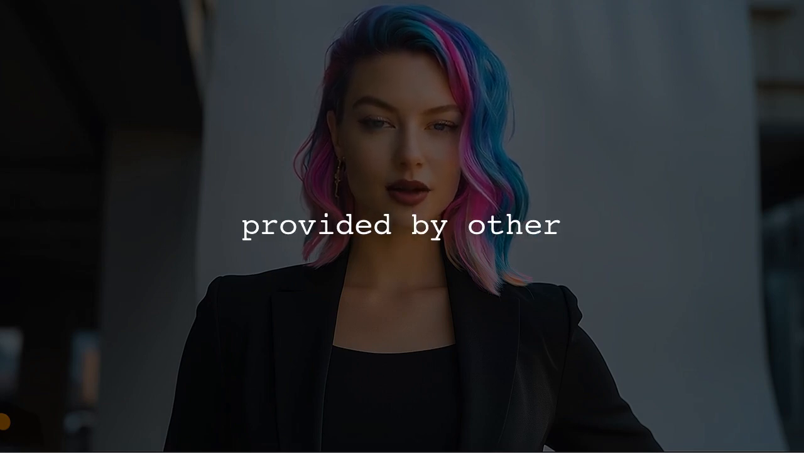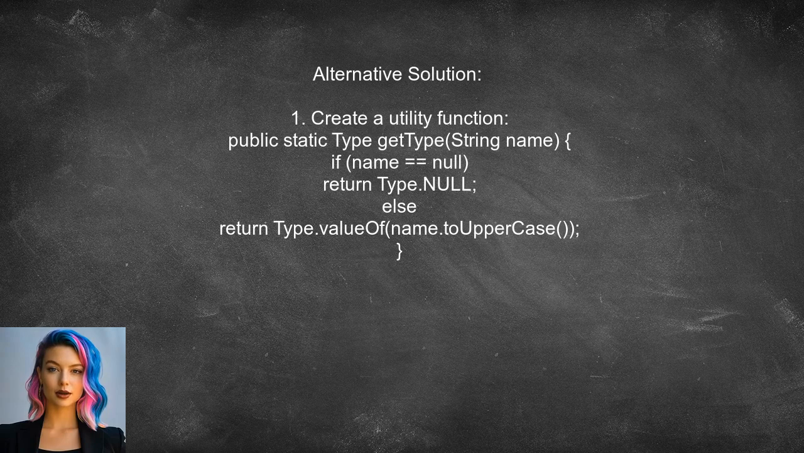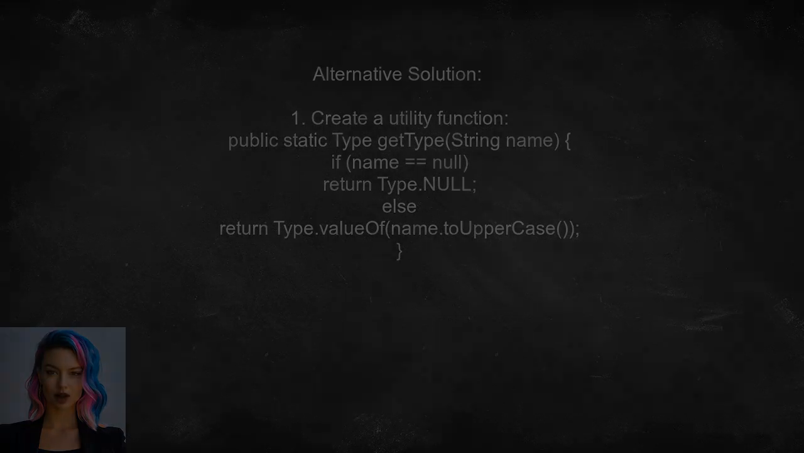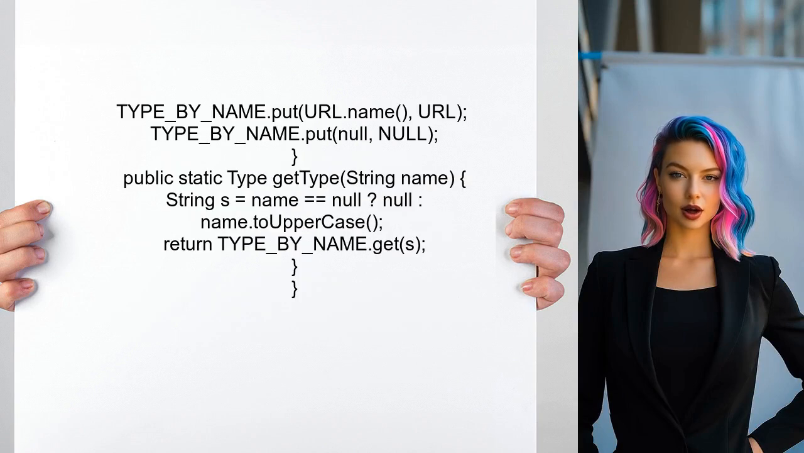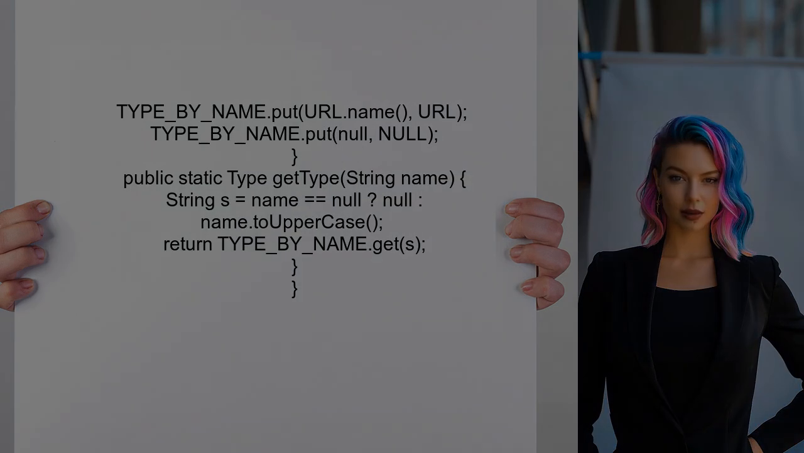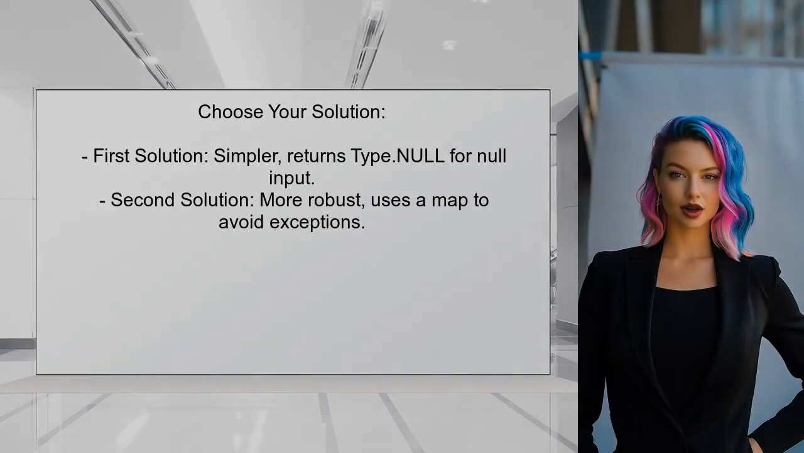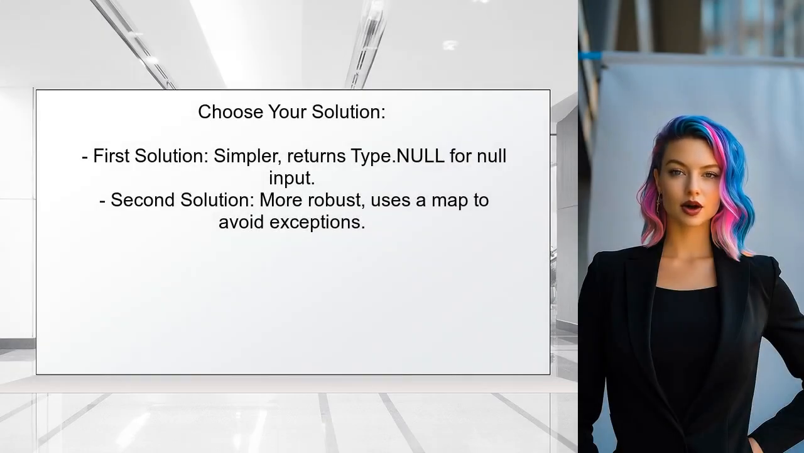Now let's look at the answers provided by other users. An alternative solution suggests creating a utility function to handle null values. This function checks if the input is null and returns enum.null instead of throwing an exception. Another approach involves using a map to associate string names with enum values. This method avoids exceptions by returning null if the name doesn't exist in the map. The first solution is simpler if you expect only valid enum fields, while the second solution is more robust and avoids exceptions.